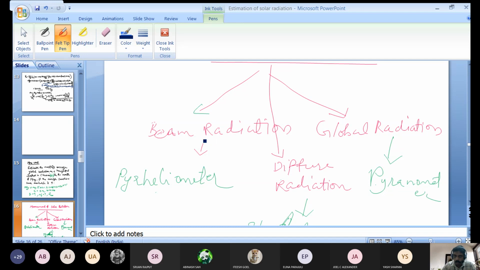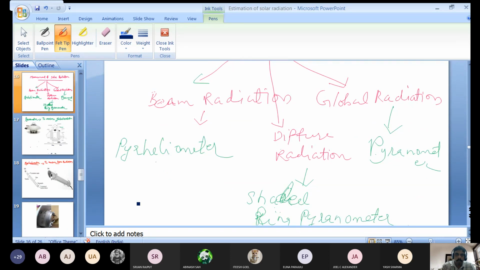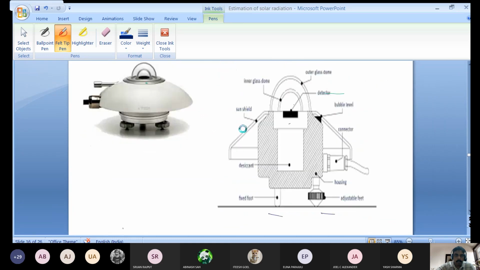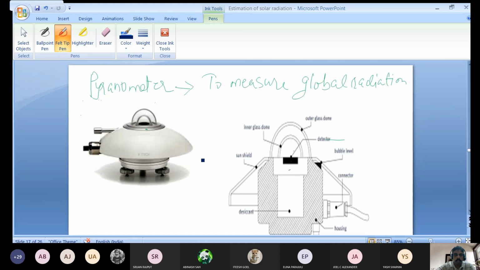Some typical instruments are the pyrheliometer, pyranometer, and shaded ring pyranometer. Beam radiation, direct beam radiation, we can measure using a pyrheliometer. I have introduced this one last class. Pyranometer means global radiation. Diffuse radiation means shaded ring pyranometer. So if you are in the campus, you could have done some experiments. These are all the instruments. In our laboratory also it is there.